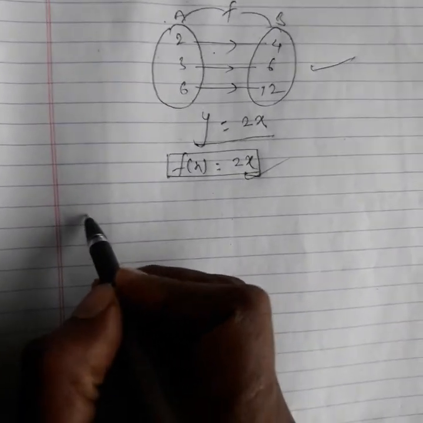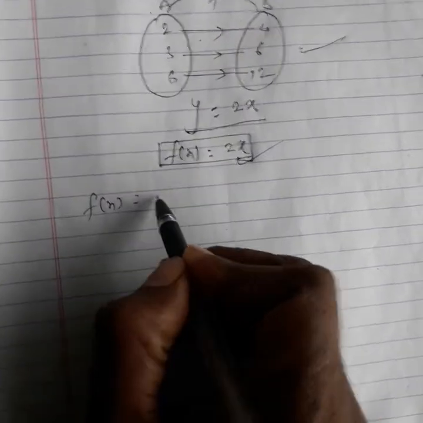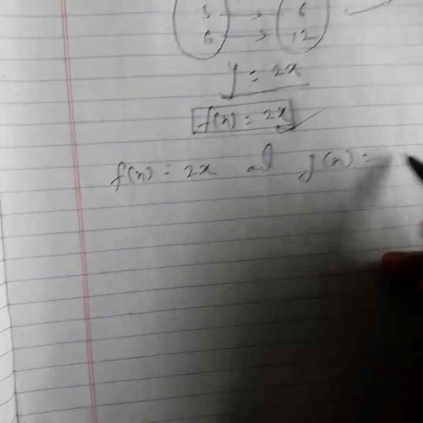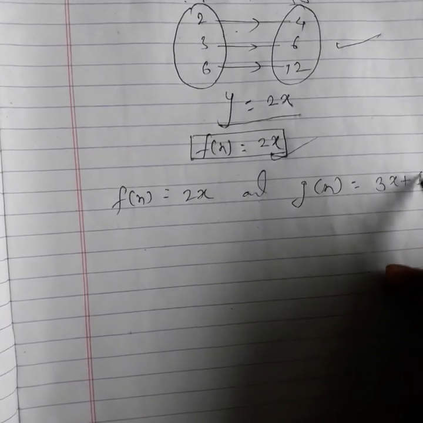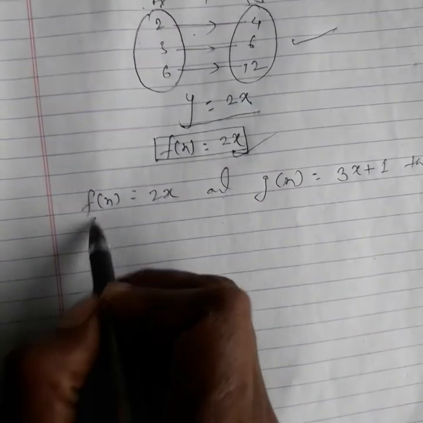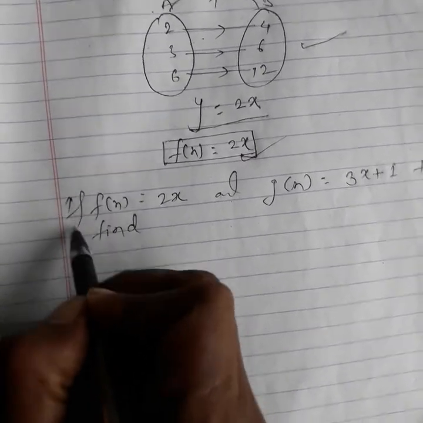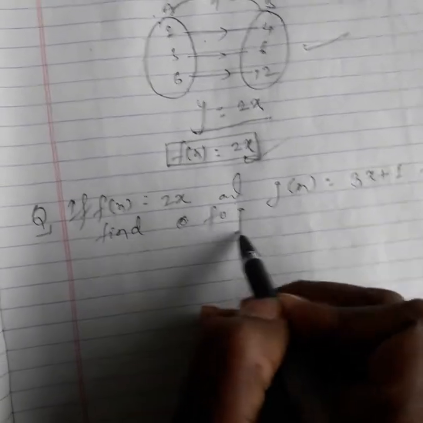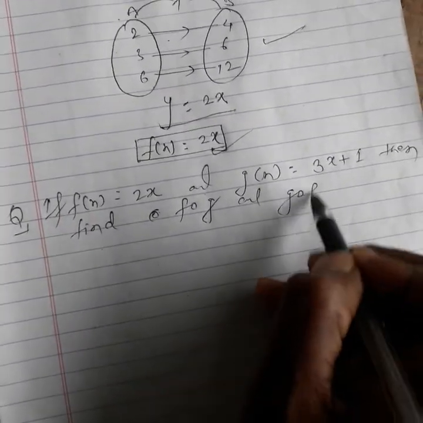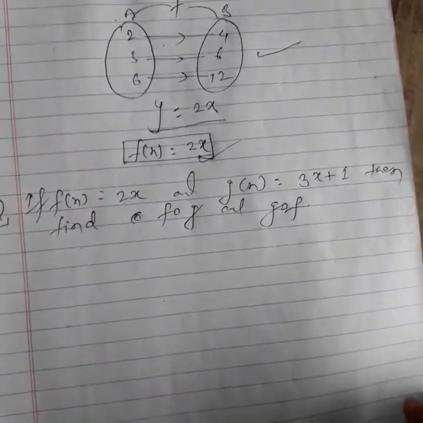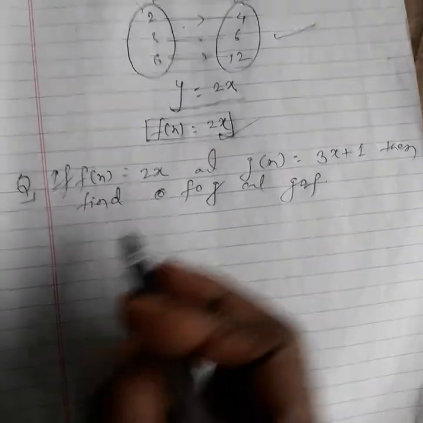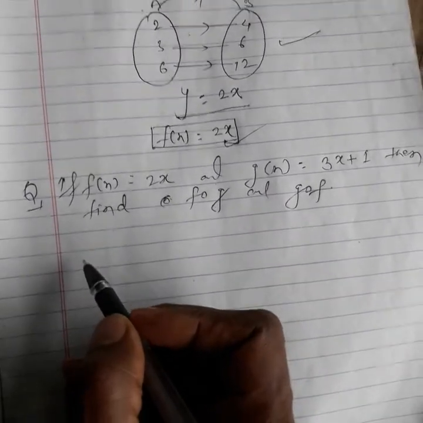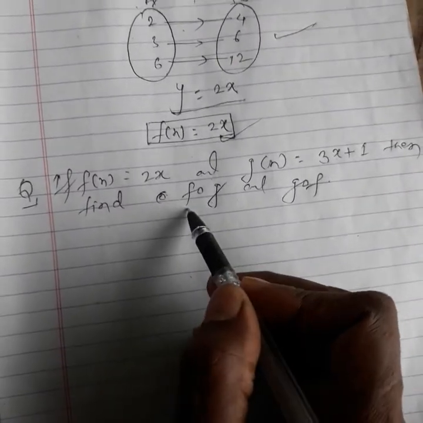For that, suppose f(x) is equal to 2x and g(x) is equal to 3x plus 1. Here is the question: find the composite function of f operation g and g operation f. Okay, this is the question for the variable form. At first you have to do it like this. I am going to take an example before solving this question.